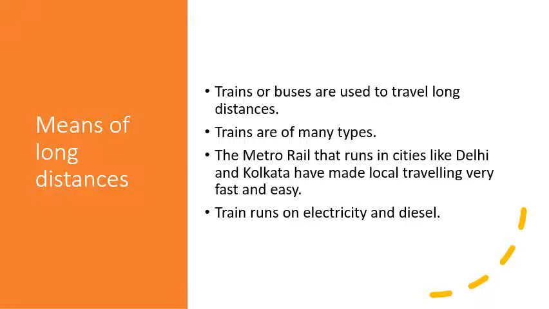Trains run on electricity and diesel. So different types of trains run either on electricity or on diesel. So trains and buses are used for long distances.